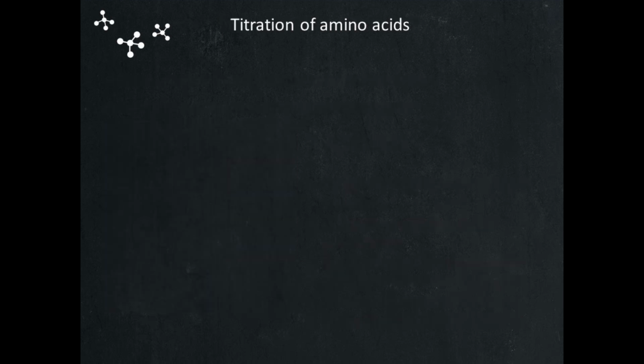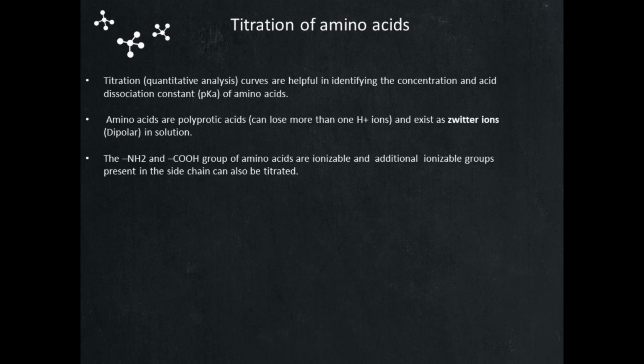So the final topic of this video is titration of amino acids. In chemistry, titration is a commonly used quantitative technique to determine the concentration of solutes dissolved in a solution. In case of amino acids, we use titration curves to identify the concentration of amino acids as well as their acid dissociation constant, or the pKa value.